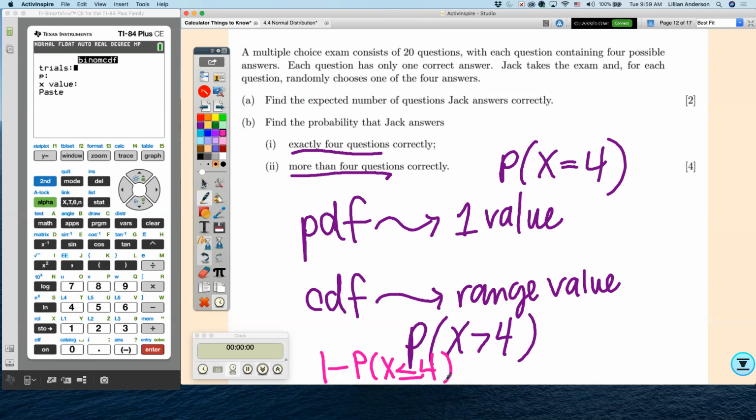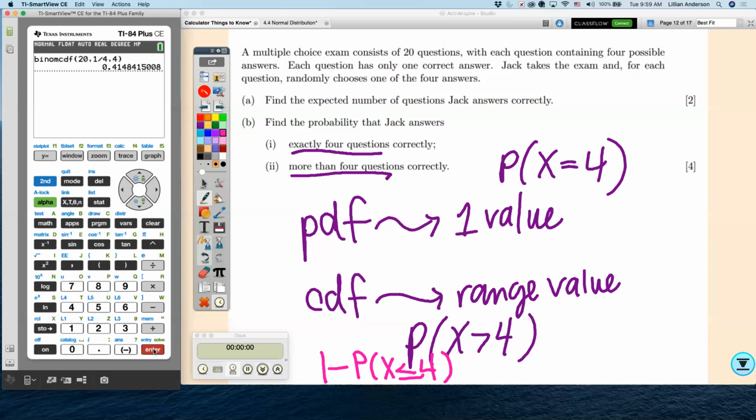Your trials is your number of questions. P stands for your probability, and it says it contains 4 possible answers and only 1 is correct, so that's 1 out of 4. I would type in 4 for my X value, and that's the probability that I answer 4 or fewer questions correctly. If I want the probability of answering more than 4 questions correctly, I want the complement. So my answer should be 0.585.